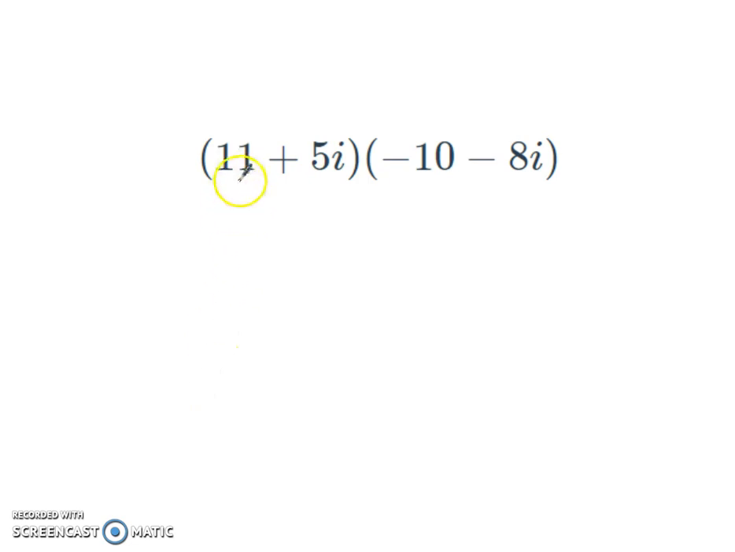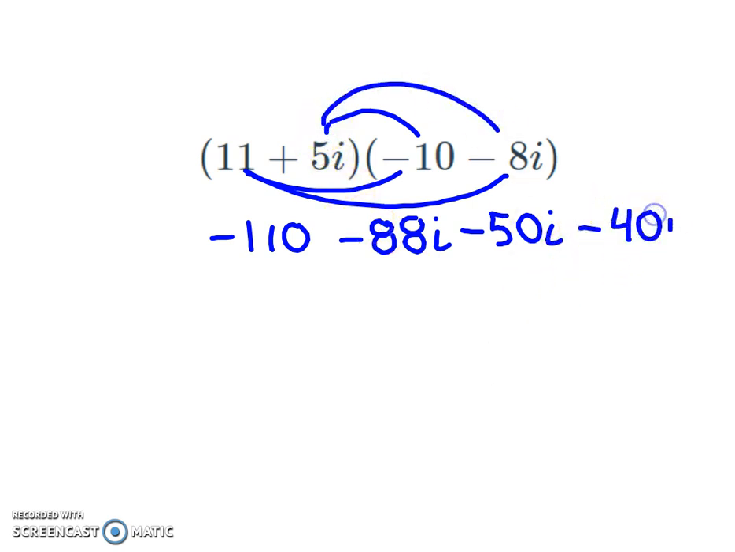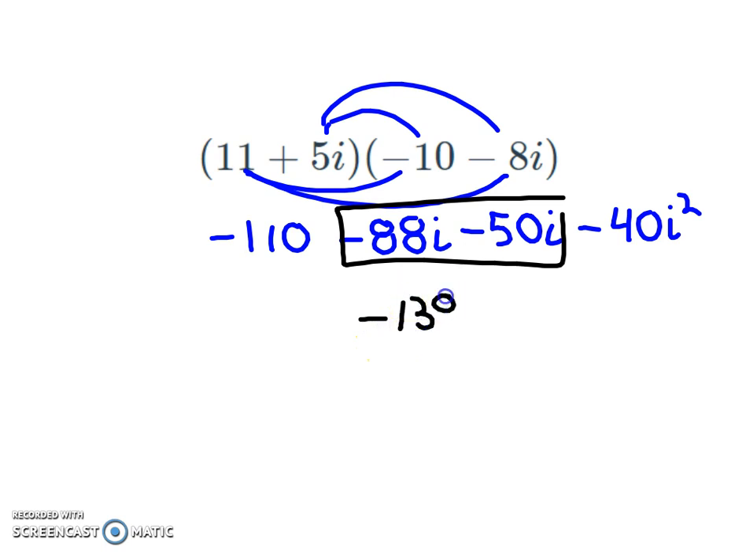So foiling, I've got the first pair, 11 times negative 10, that's negative 110. I'll do the outside pair. That's going to be negative 88i. I'll do the inside pair. That's going to be negative 50i. Okay. And I'll do the last pair. That'll be negative 40i squared. The i squared came from the fact that you're multiplying i times i. Okay? So obviously we're going to combine these together right here like we used to. So that'll be what? Negative 138i.